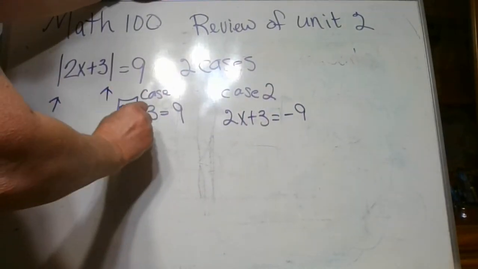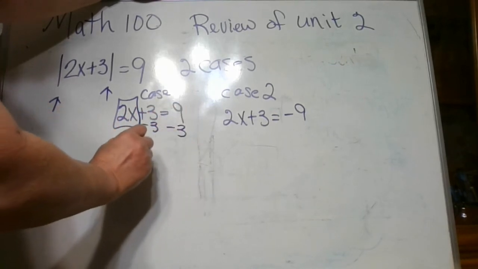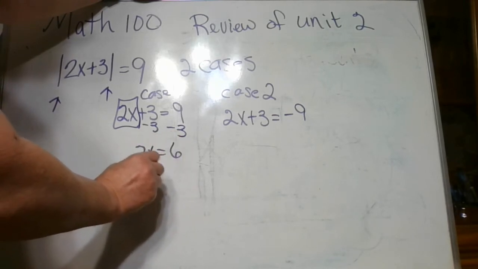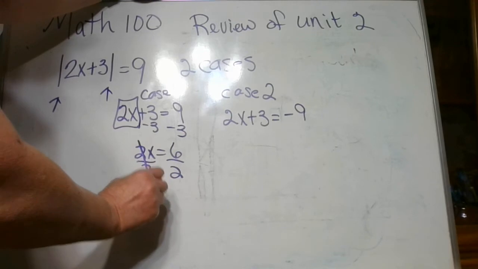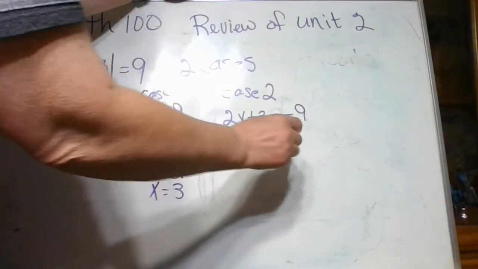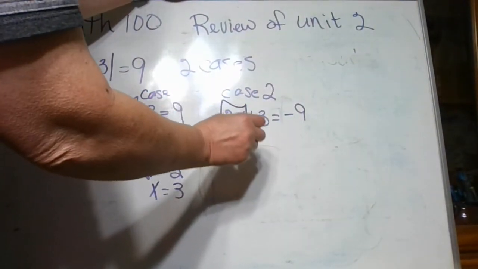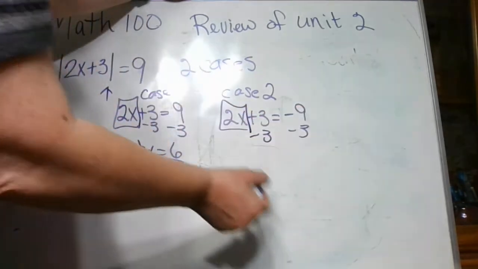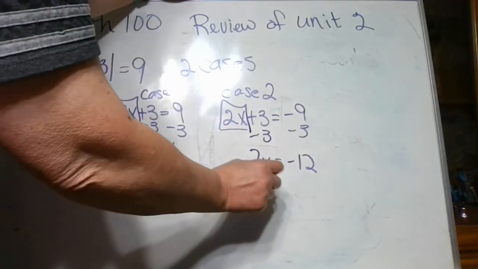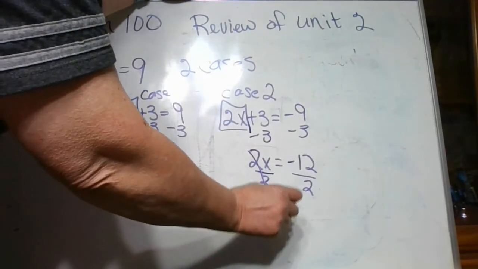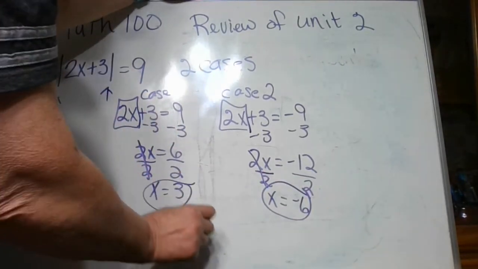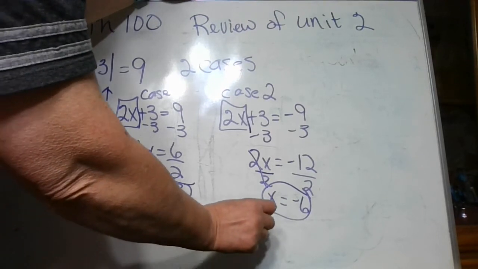We will isolate the 2x by subtracting the 3 from both sides. 2x then is equal to 6. This has been multiplied, so I'm going to divide by 2. So x is equal to 3. Then I come over here and solve case 2. Again, I'm going to isolate the 2x, so I'll subtract 3 from both sides. So 2x is equal to negative 12. Divide by 2, divide by 2. So x, my friend, is equal to negative 6. So you have two answers. x can be 3 or x can be negative 6.